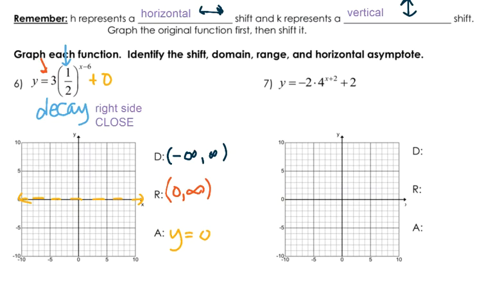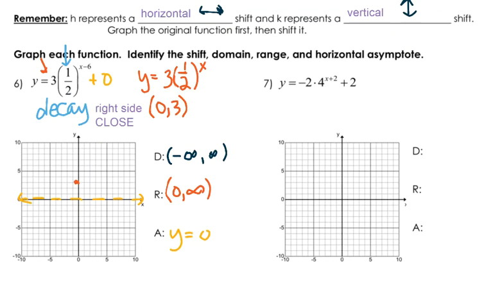Alright, so first I'm going to write the parent function. Well, kind of the parent function. I'm going to write y equals 3 times 1/2 to the x power. Okay, so from here I can find the y-intercept. So I'm going to plug in 0 for x. If I plug in 0 for x, 1/2 to the 0 power is 1. 1 times 3 is 3. So I've got a point at 0, 3, so I'm going to plot that.